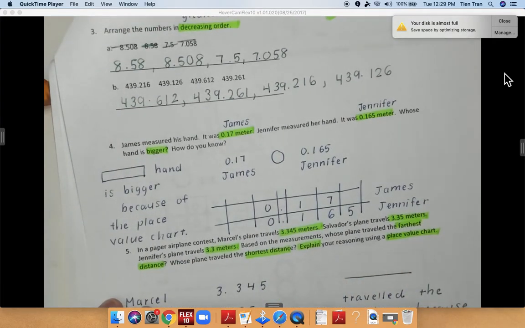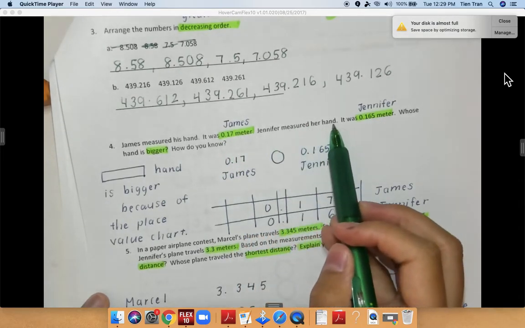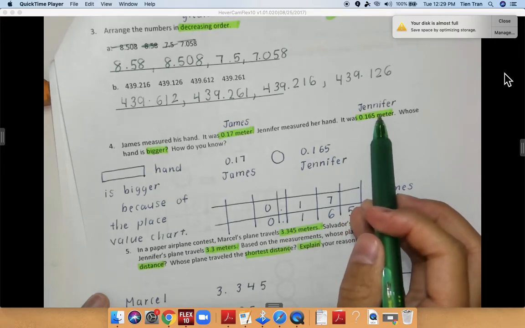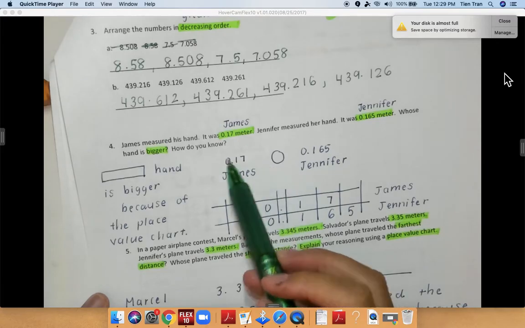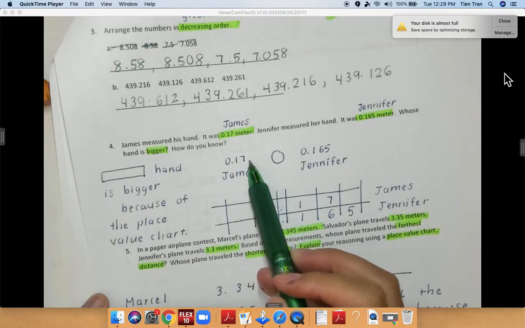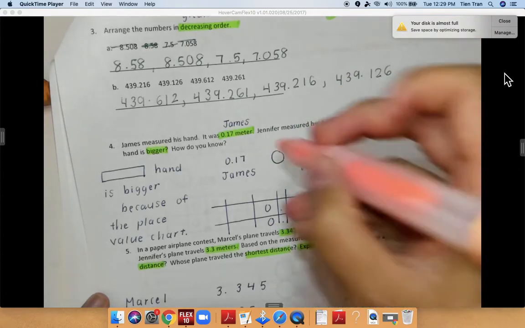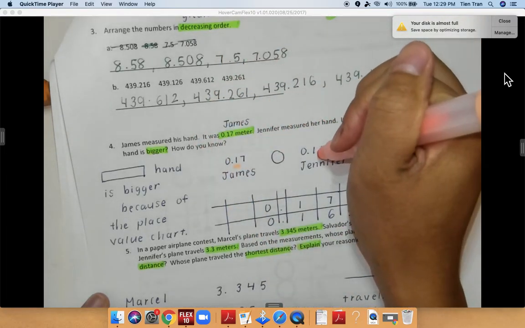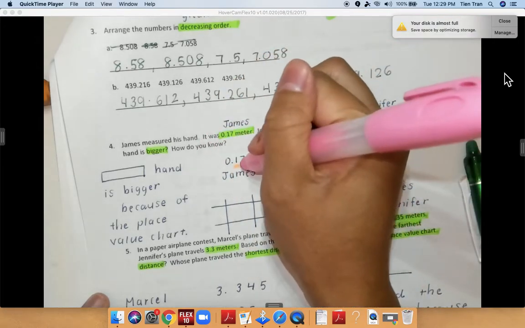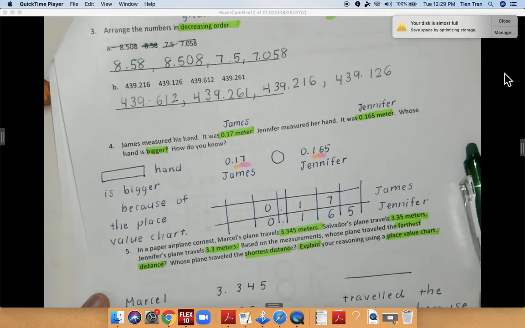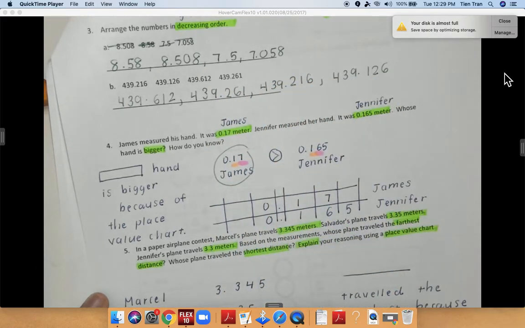Okay. Now, for problem 4, it says James measured his hand. It was 0.17 meters. Jennifer measured her hand. It was 0.165 meters. Whose hand is bigger? How do you know? So we are going to look at these two numbers, 0.17 and 0.165. We have 1 and we have 1, which is the same. And then right next to the 1, we have a 7 and a 6. Which number is greater? 7 is greater. So James has a larger hand, okay?